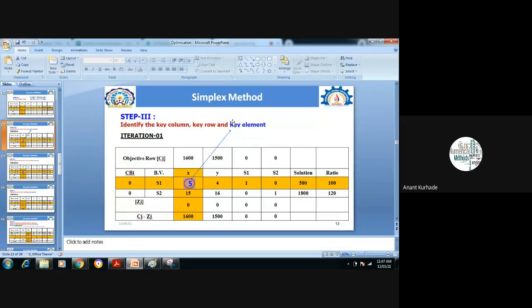Up to this, any doubt? How to find the key column, key row? Just reply yes, then I will explain again. Any doubt? No, sir. Okay, here I have missed a 0. So now this is your first simplex table. Shall we move further? Yes. Now the next step.